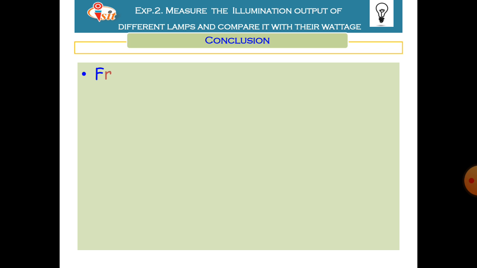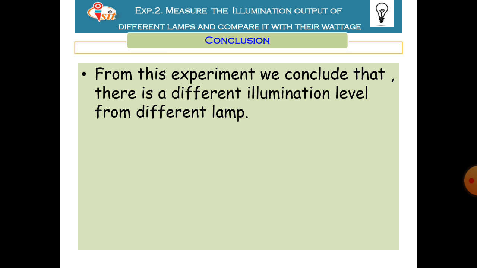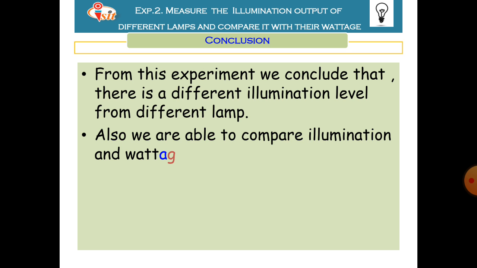Now the conclusions from this experiment: we conclude that there is a different illumination level from different lamps. Also we are able to compare illumination and wattage of different lamps, which will help us select the different types of lamps according to their applications as well as the color of a room, so that efficient illumination schemes should be adopted.